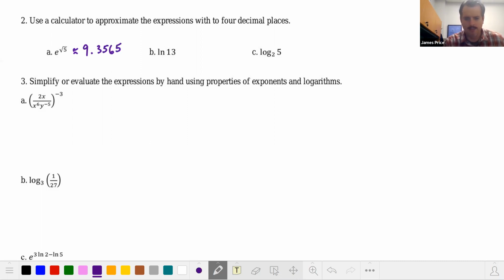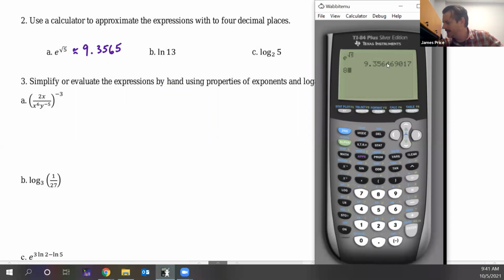Let's check that again, to make sure I didn't make any silly mistakes because it doesn't stay on the screen. So 9.3565. Yeah, because you have a 6 in the 5th decimal place, you round that up, and that's the answer. Let's do ln of 13.